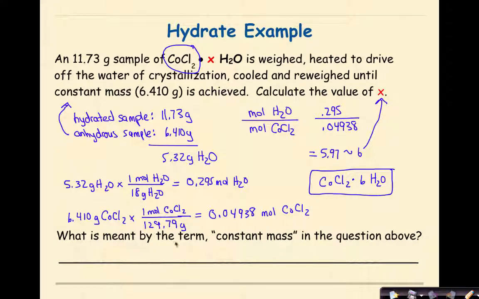So what is meant by the term constant mass in the equation above? What it means is the mass of the chemical salt with all the water removed. So at constant mass, that is the mass of our anhydrous sample.